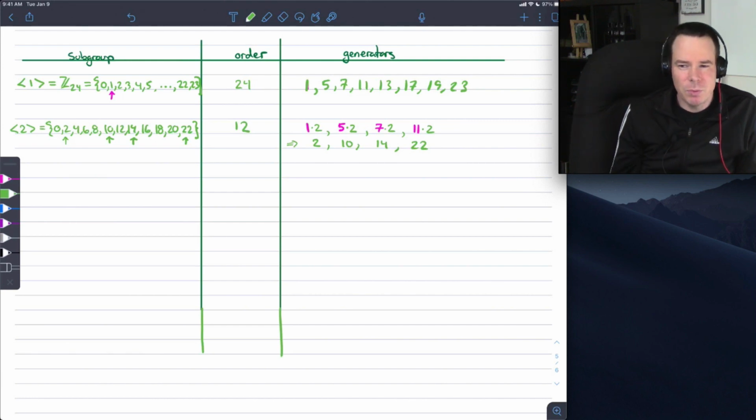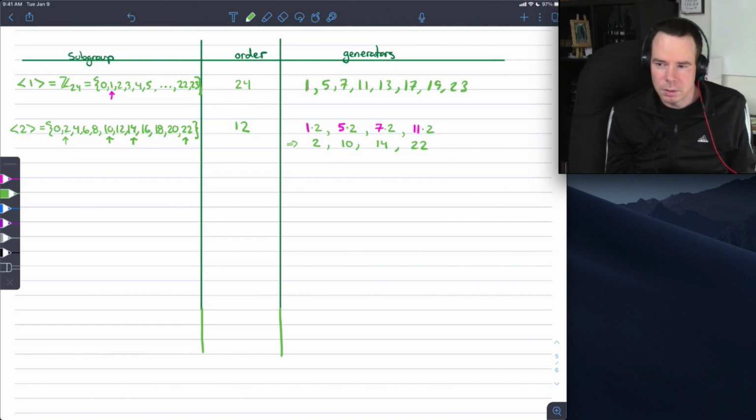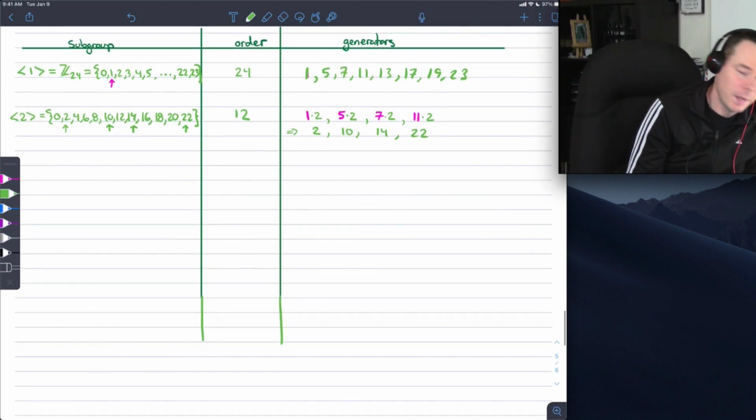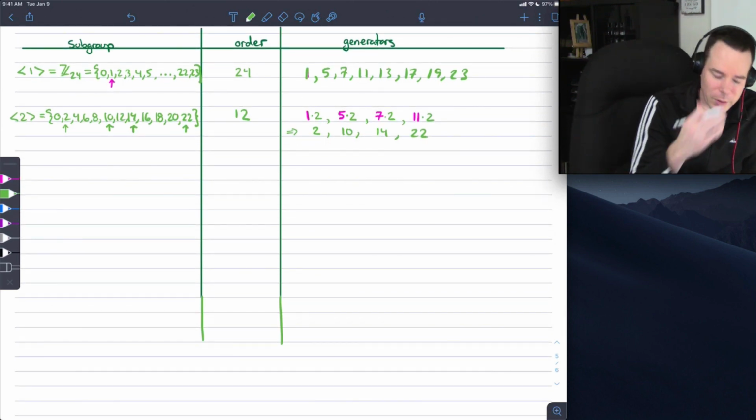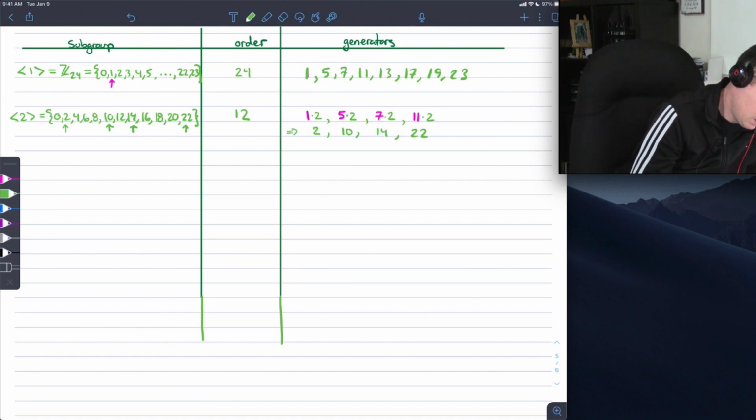But if I did the same thing with 4, I don't get all these numbers. Or 6 or 8, I don't get all of these numbers. I get a smaller collection of numbers. I get a different subgroup. So that's what we're doing here, is we're listing a subgroup and then all the possible ways to generate all those elements in that subgroup.